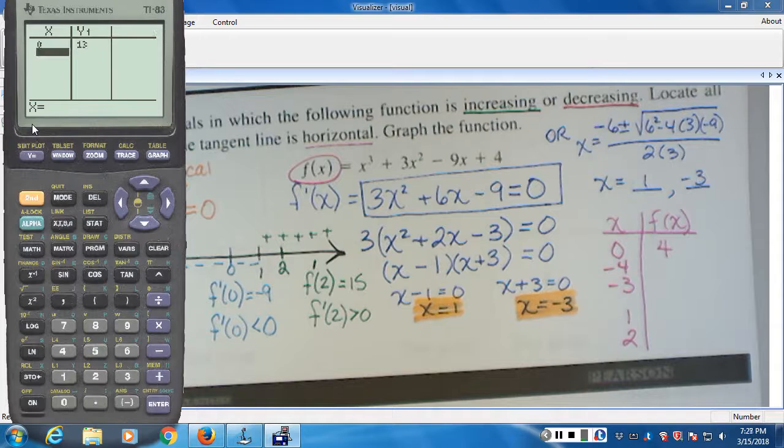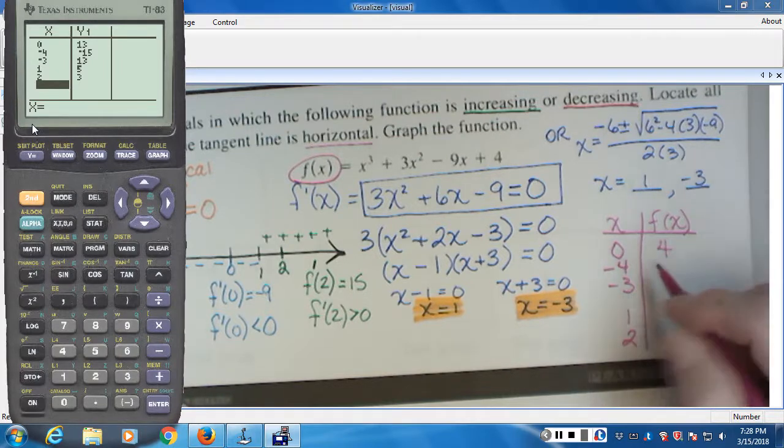0, negative 4, negative 3, 1, and 2. So what I have now is a table of values for a few of the points on my function.